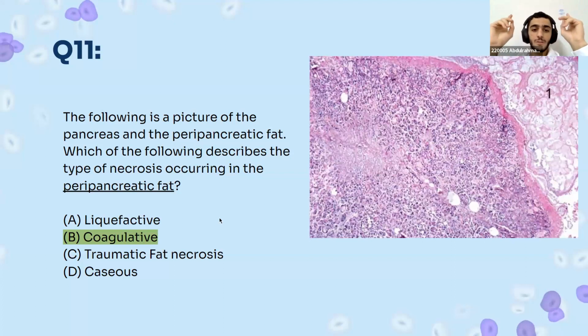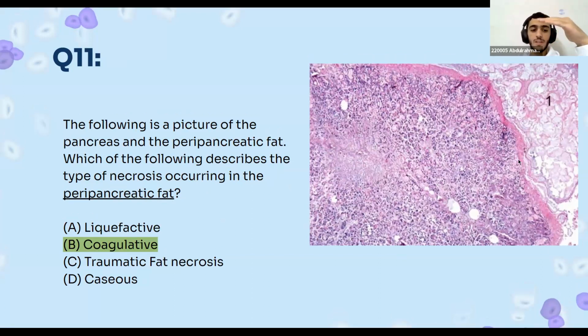You have two types of necrosis. One occurs inside the pancreas. And what type of necrosis occurs inside the pancreas? Liquefactive necrosis. And the other one, which is the question right here, what type of necrosis will occur outside the pancreas? The answer is coagulative necrosis. Now, for the ones that said enzymatic fat necrosis, in the situation of the pancreas, enzymatic fat necrosis is the same as coagulative necrosis.